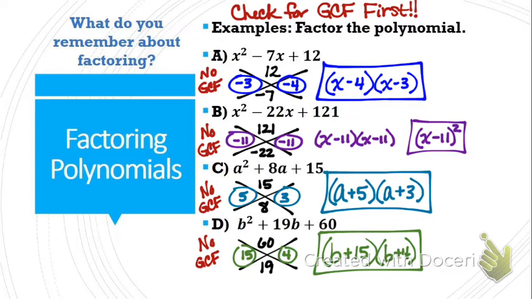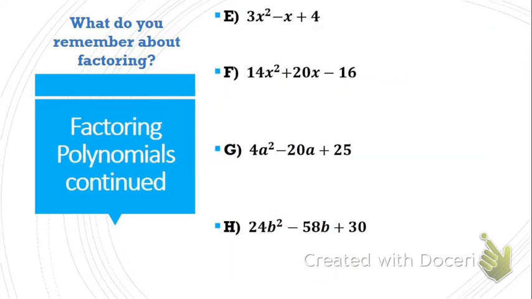All right, let's move on to some that have a leading coefficient other than 1. What is the first thing I need to do on these? Check for a GCF, always. Does E have a GCF? No. All right. So I move on here.